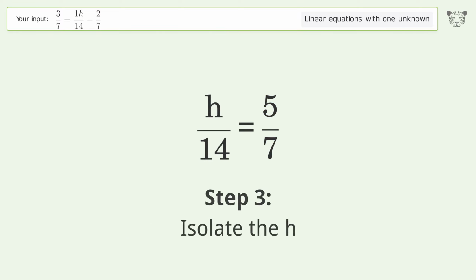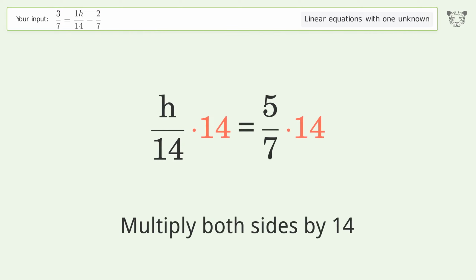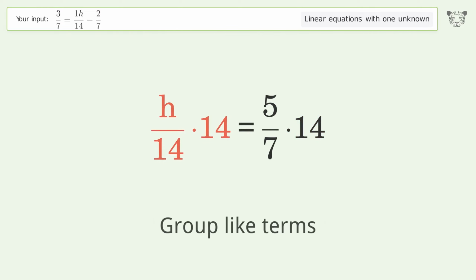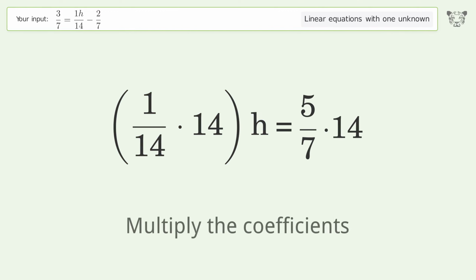Isolate the h. Multiply both sides by 14. Group like terms. Multiply the coefficients.